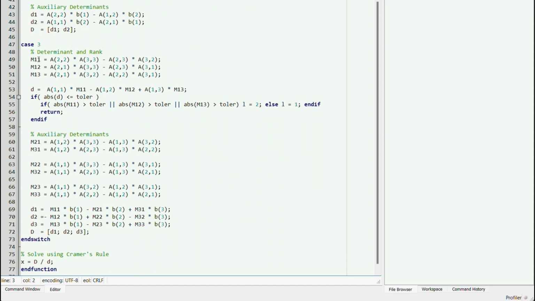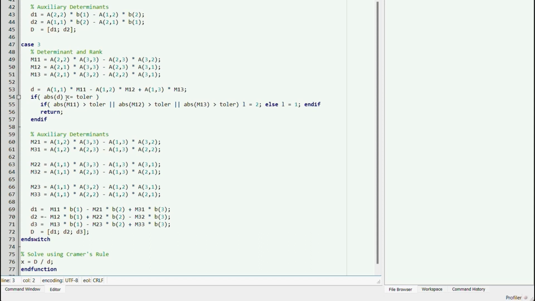So we start with the minors of the first row, M11, M12, M13. We calculate each minor by eliminating the first row and the first column, or second column, or third column, depending on the minor. And then we calculate the determinant. We use the minors M11, M12, and M13 and the corresponding elements, and the sign alternates between plus, minus, and then plus.